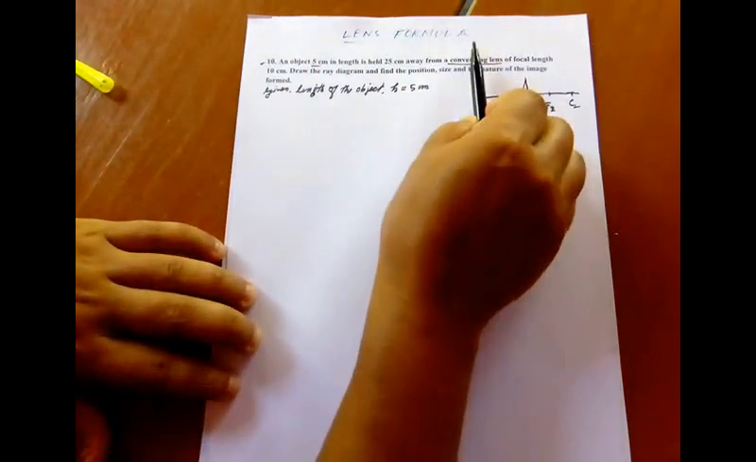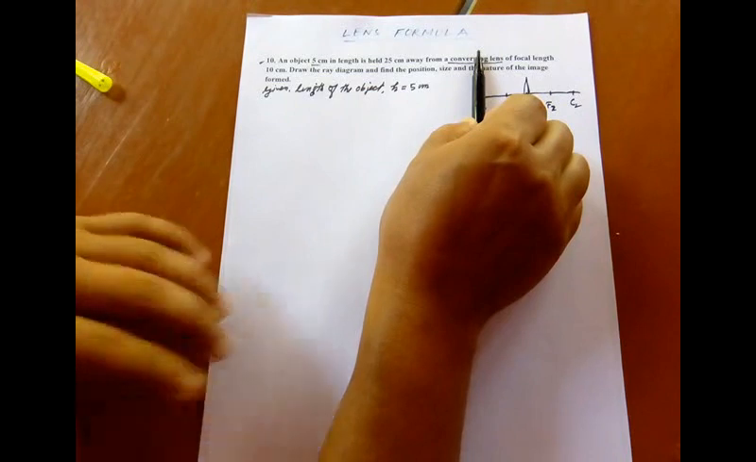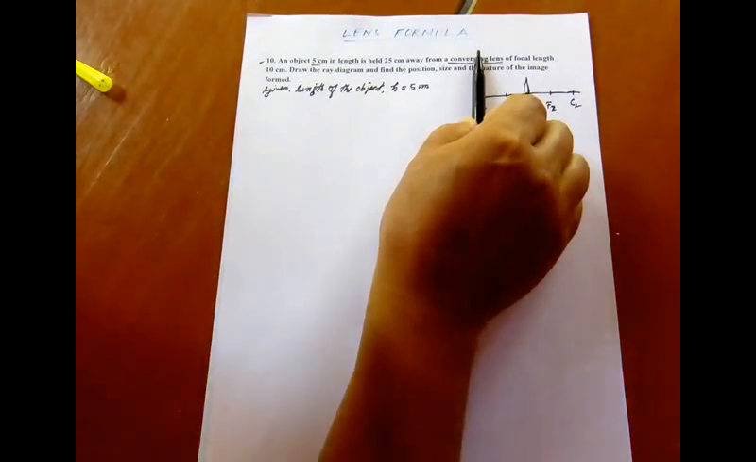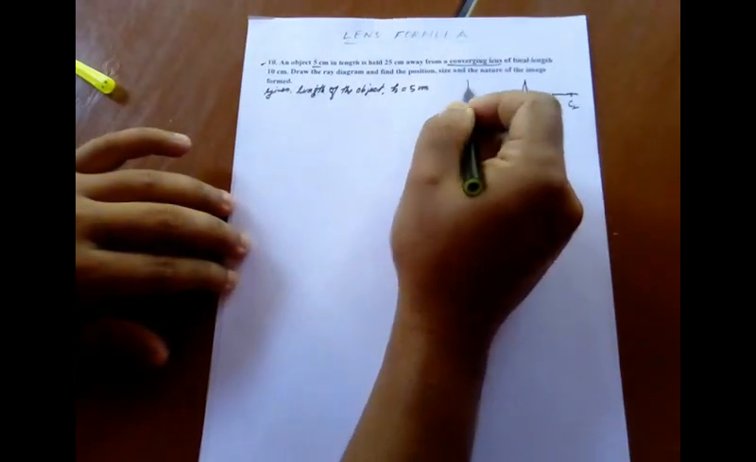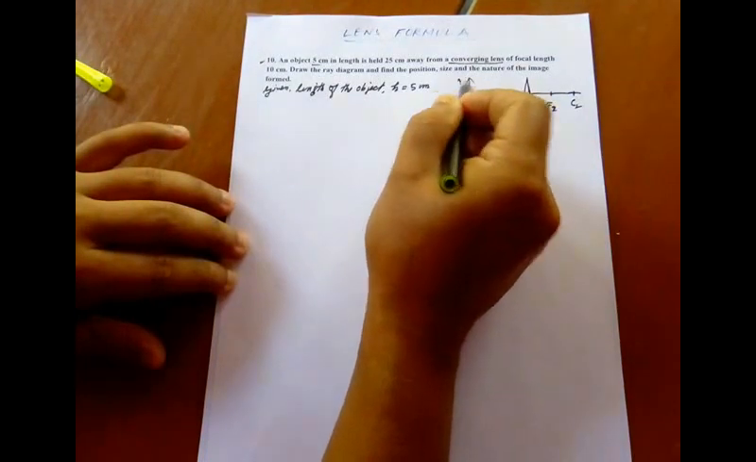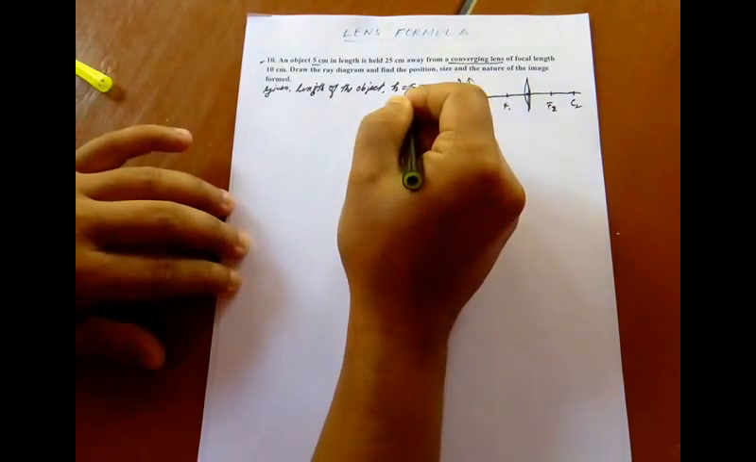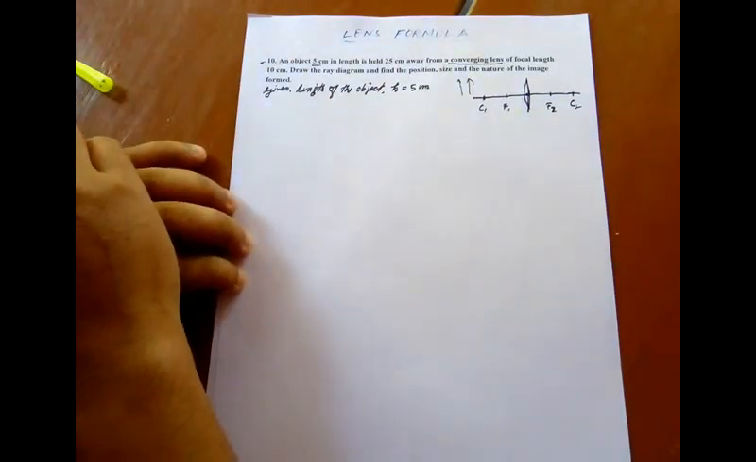Since we are placing it above the principal axis, whatever distance, suppose we want to place it somewhere here, the distance above the principal axis, or in the positive y direction, will always be positive. So it will be a positive value, so I'll not give anything here, it is already positive.